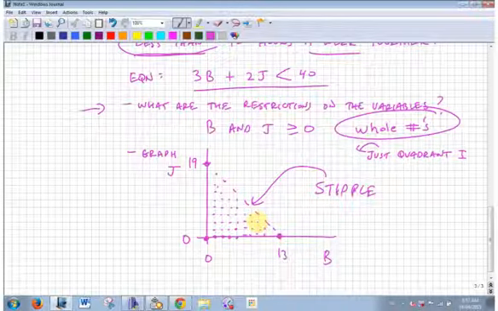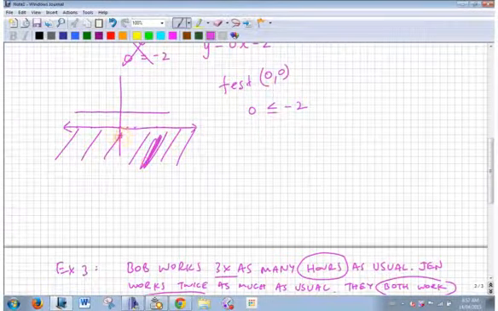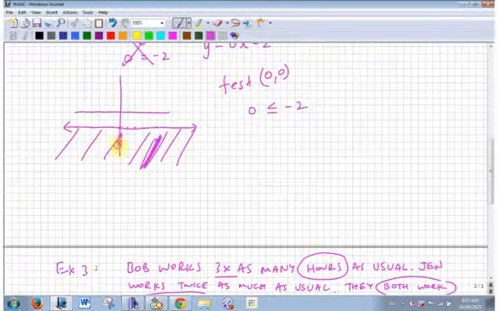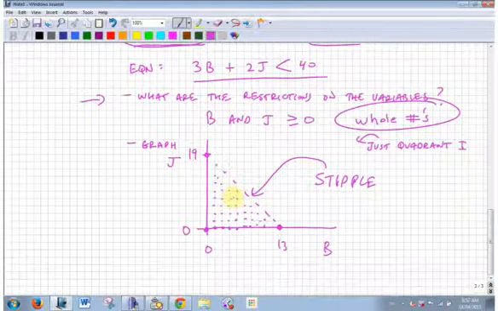Okay, so you want to stipple the area. It's just whole numbers. It's not continuous. It isn't all the decimals and the fractions, an infinite amount of points. It's just the whole points. Okay?